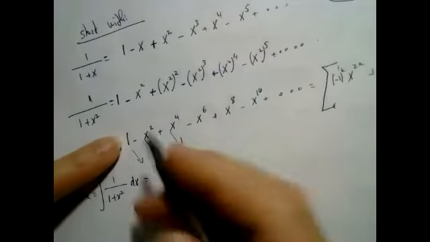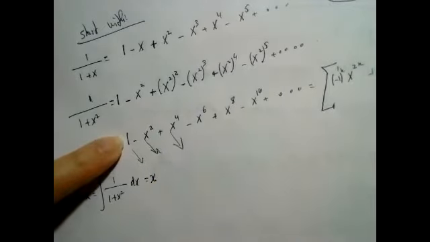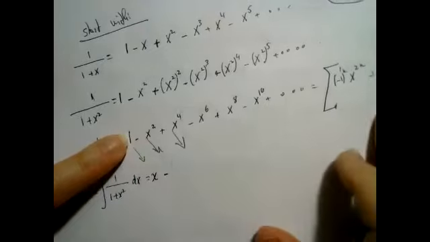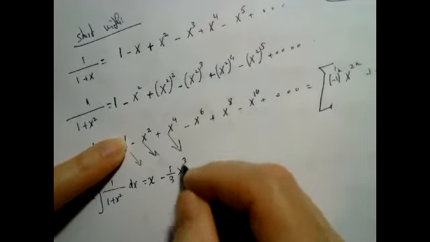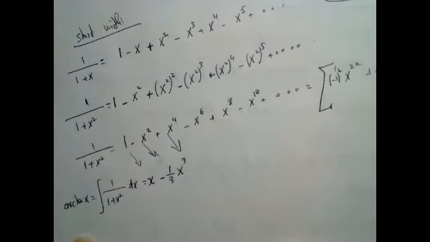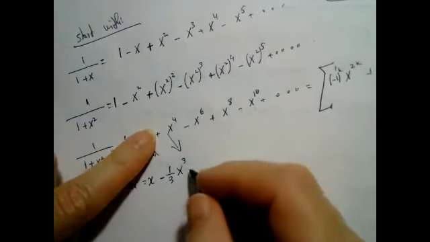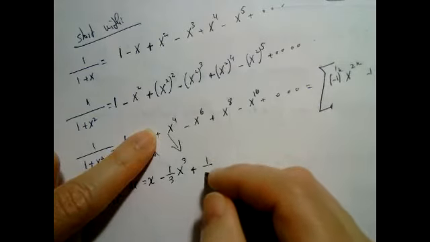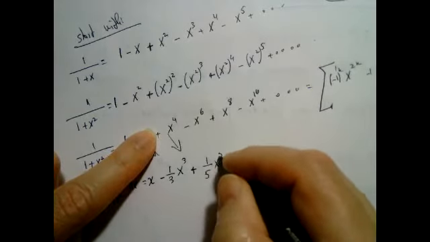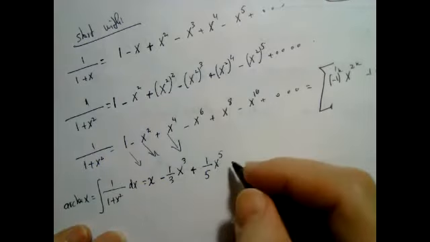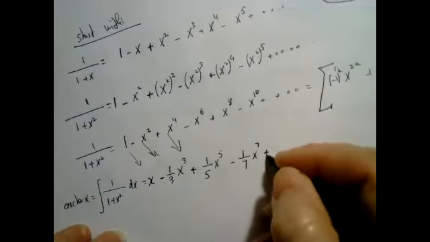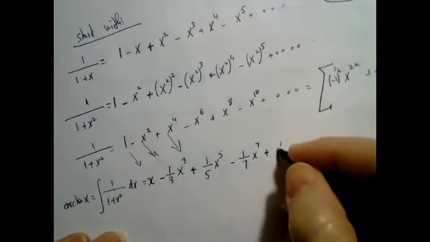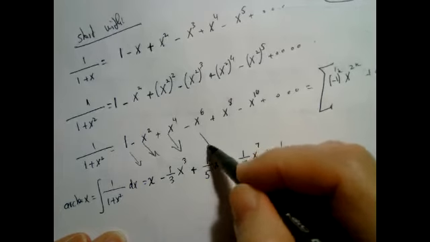So let's do that. The antiderivative of 1 is x. That's really what it means. Now, x squared. The antiderivative of x squared is 1 over 3 x cubed. And this will give me the antiderivative, or the power series, of arctangent. Plus the antiderivative of x to the 4, which is 1 over 5 x to the 5. So term by term, minus 1 over 7 x to the 7, plus. So I'm integrating that.